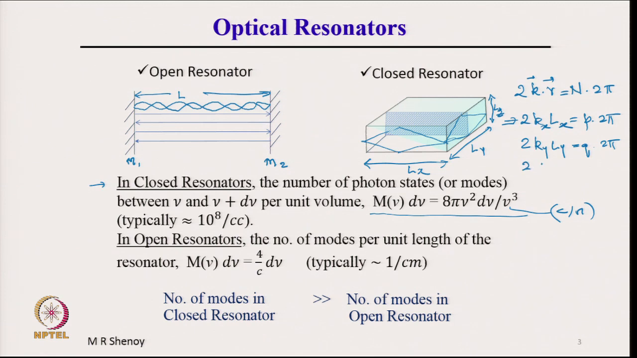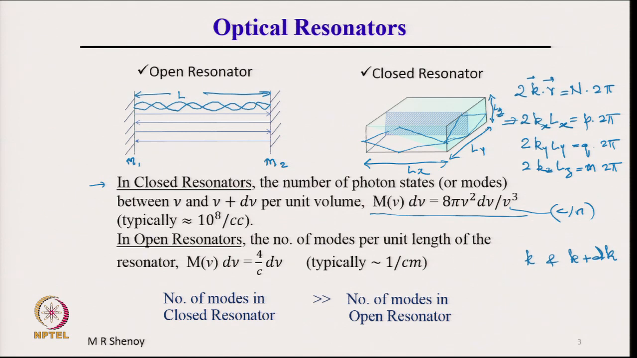So, 2 times k_z L_z is equal to, let me use the integer m times 2 pi. Now, from this you can find out the density of states, which is given by the number of states between k and k plus dk.